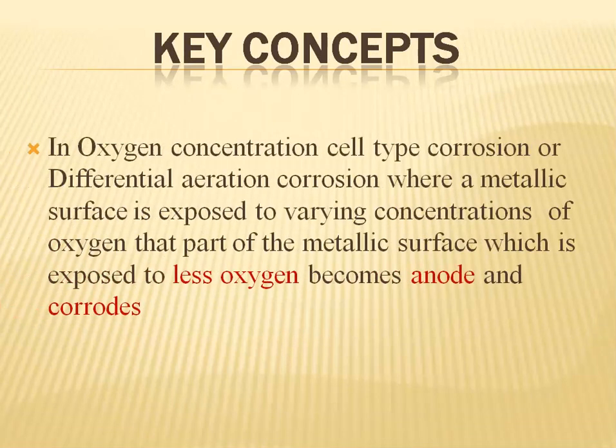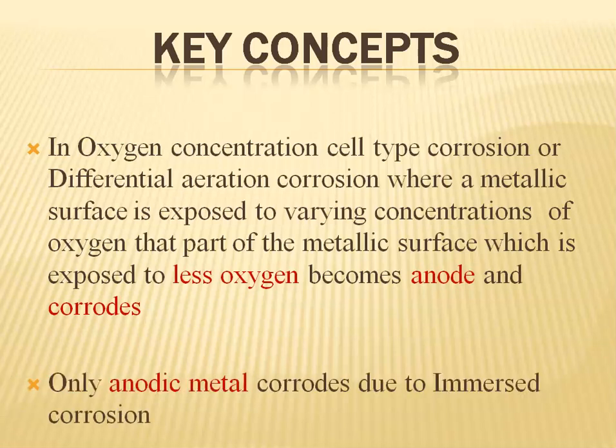Let us revise the concepts again. In oxygen concentration cell type corrosion or differential aeration corrosion, where a metallic surface is exposed to varying concentrations of oxygen, that part of the metallic surface which is exposed to less oxygen becomes the anode and corrodes. Only anodic metal corrodes due to immersed corrosion.